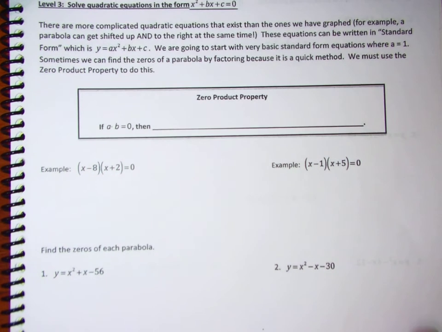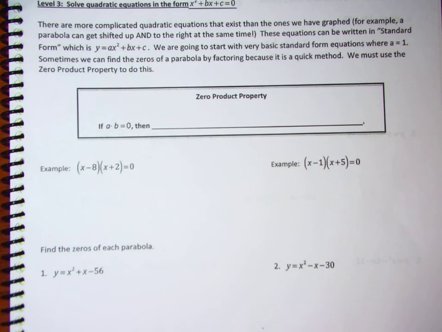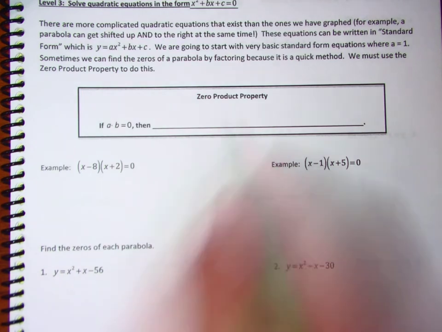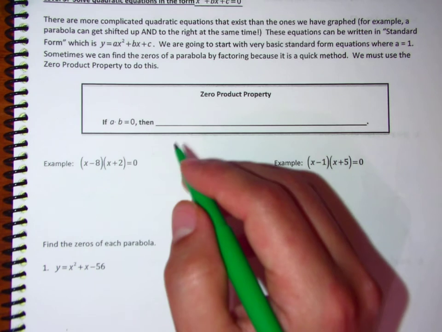Hi again. We are moving on to level 3 of the fourth skill of Unit 9, which is, again, building on everything we've been talking about. But first, we're going to talk about what we call the zero product property. Okay? And it's a very important one.